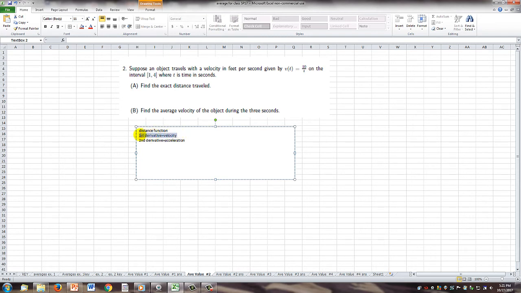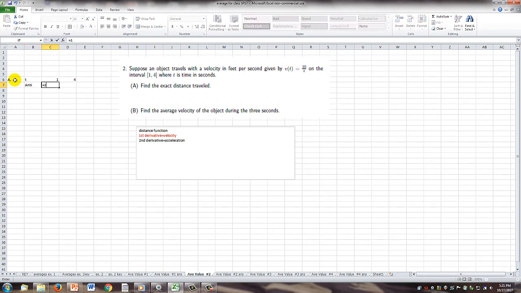Well, here we're given velocity, okay, and we want to know distance. So that tells me I have to find the antiderivative of velocity to find the exact distance traveled. Okay, so step A is actually part of what you have to do to find the average. So the interval is 1 to 4, and we want to find anti-velocity, which is actually distance.